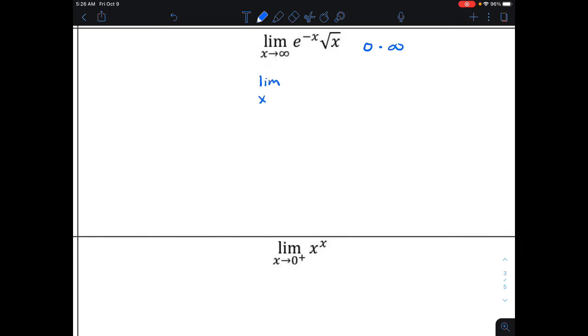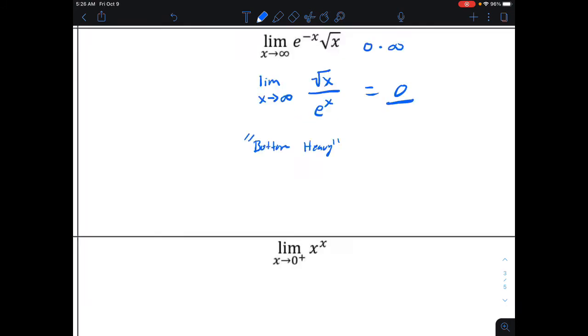Well, I'm going to take the e to the negative x, and I'm going to move it to the denominator. So that gives me the square root of x over e to the x. Now that I have this, I can ask myself, as x approaches infinity, we can look at our end behavior models. What's growing faster, the square root of x or the exponential function? The exponential function grows faster. This is bottom heavy, which means that this limit is going to be approaching 0.